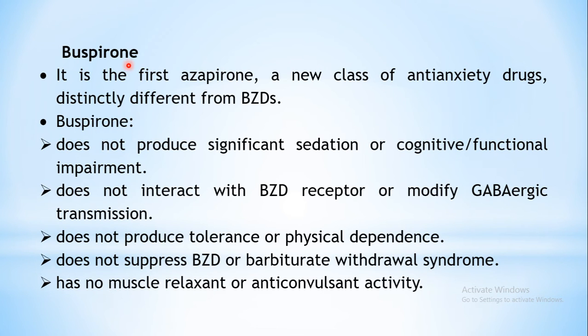Then coming to the next class, that is azapirone. Buspirone is the example. It is the first example under this class, azapirone, which was introduced for the treatment of anxiety. So what are the properties of this buspirone?